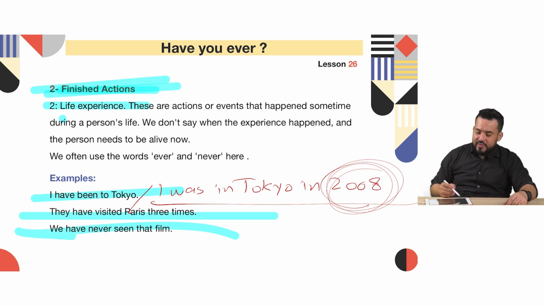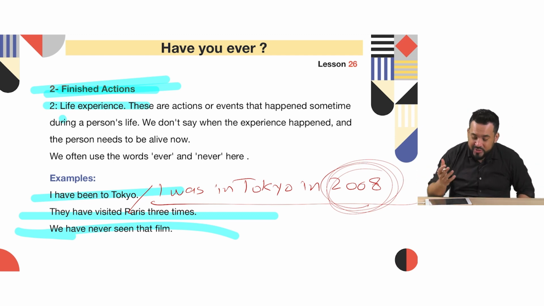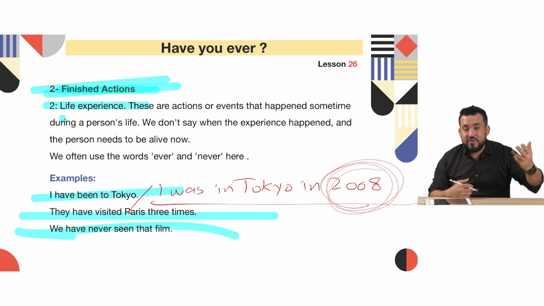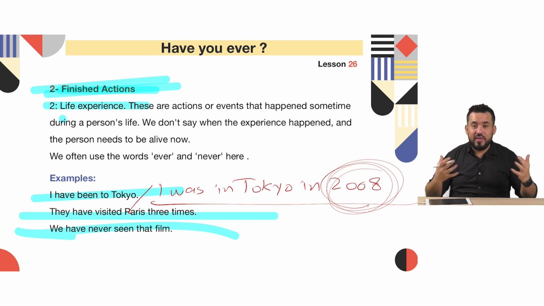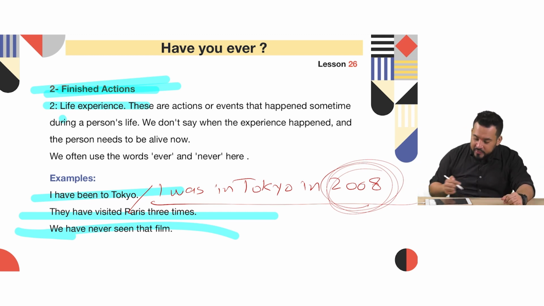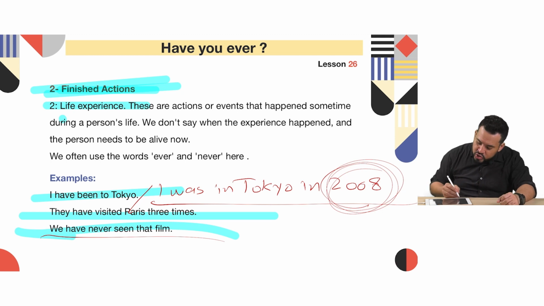Okay, so let's take a look at the example. They have visited Paris 3 times. You know that they have visited Paris 3 times in the past, but again, I didn't say when. The time is unknown, so it is present perfect. We have never seen that film. We use the present perfect here because of the use of never.